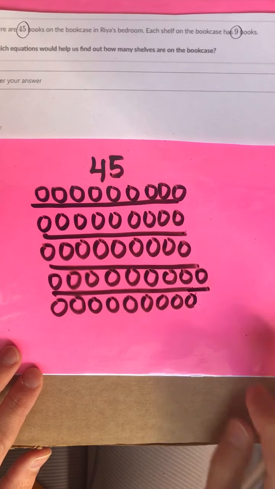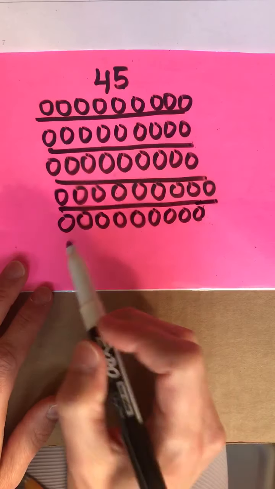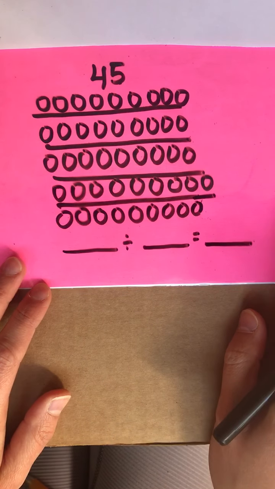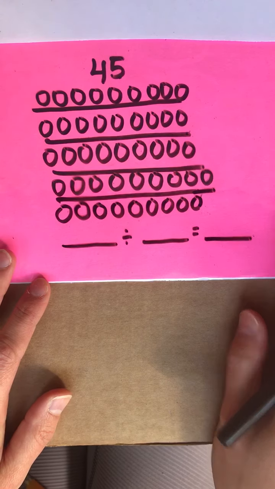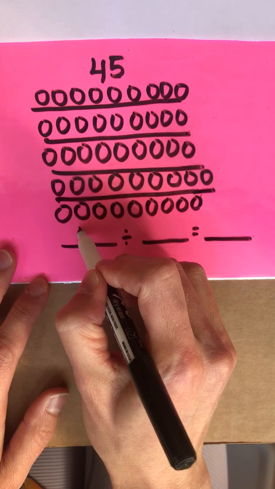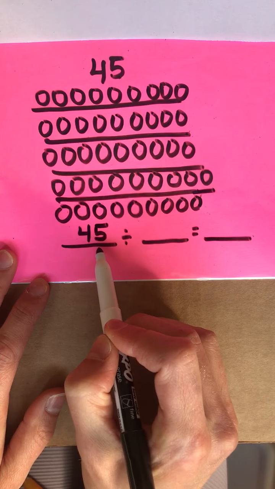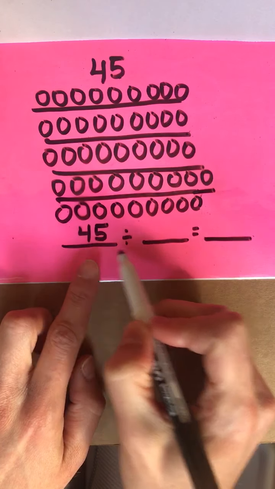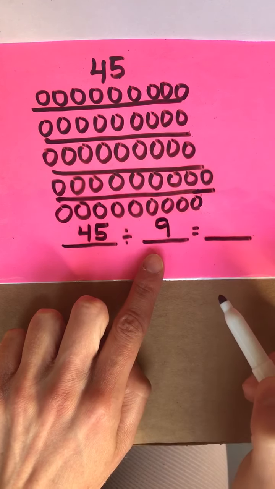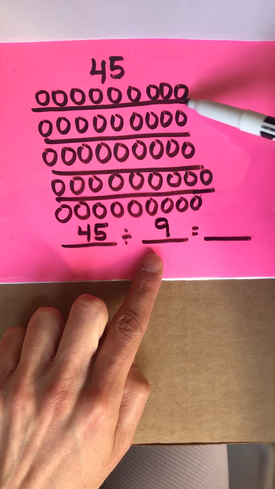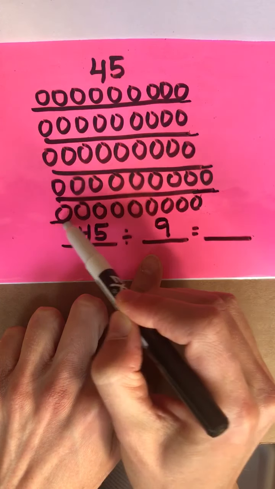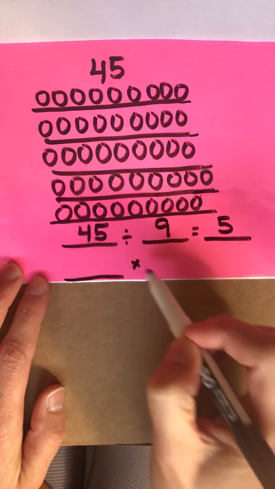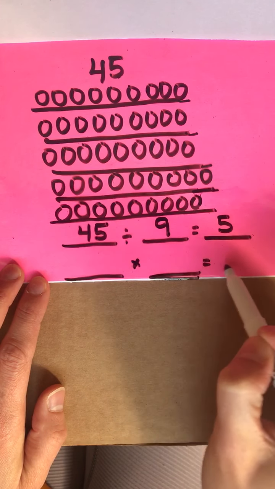Okay, friends, so I would like you to pause your video, and I would like you to write your division equation that matches the picture. When you're ready, press play. We'll talk about it. Okay, friends, great job. So we know that the total number of books was 45. When we're dividing, we always start with the total, okay? We were then putting the books into equal groups of 9, right? 9 on each shelf. How many shelves were there? 1, 2, 3, 4, 5. Excellent. Great job.